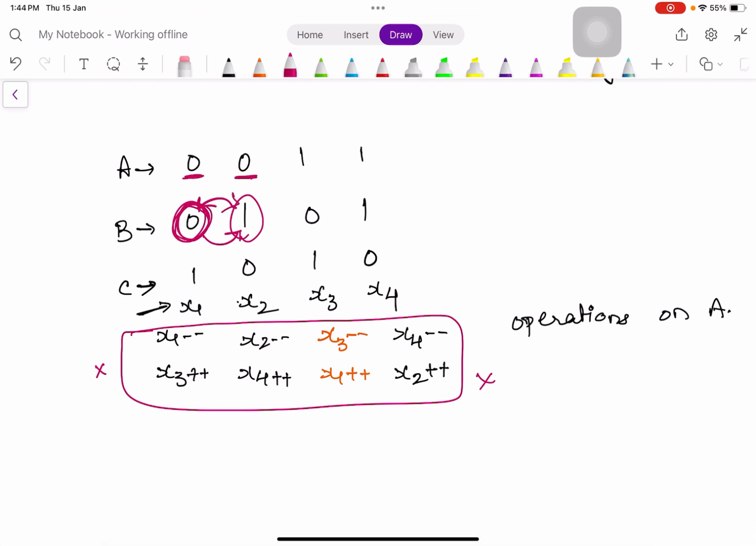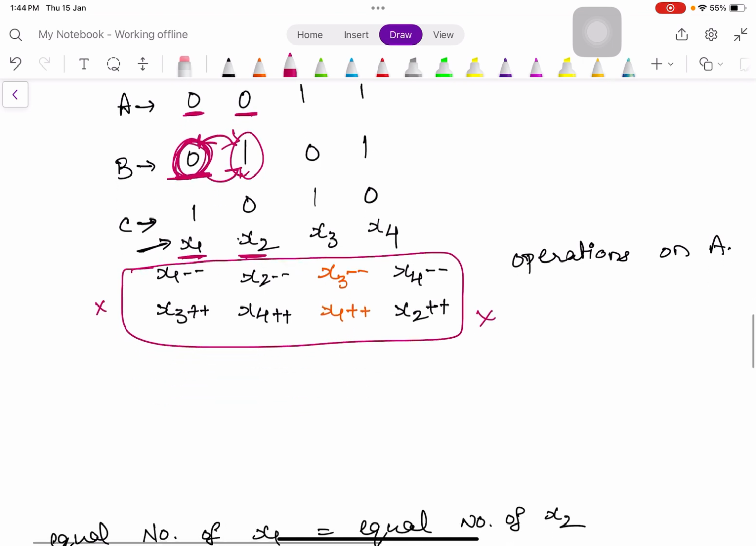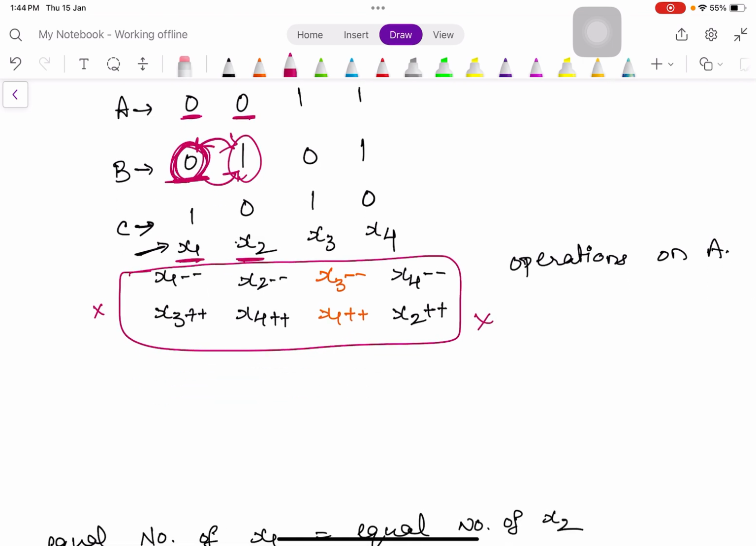Similarly, the second character will also match. It means x1 configurations and x2 configurations can swap the B character, the character in the B string, right? If I have, let's say, two x1 configurations 0 0 1 0 0 1 and two x2 configurations 0 1 0 0 1 0, then the first can be swapped with the first, the first guy can be swapped with the third guy, and the second guy can be swapped with the last guy, right?